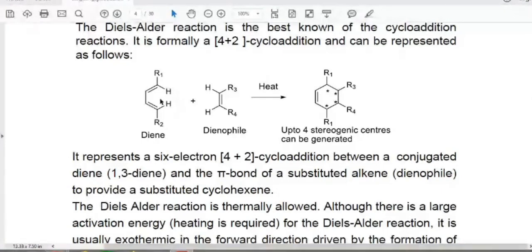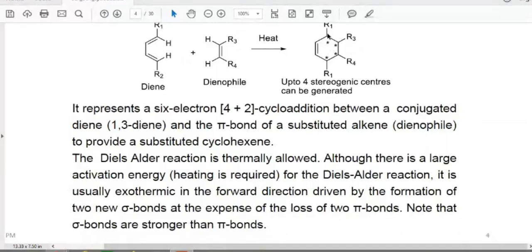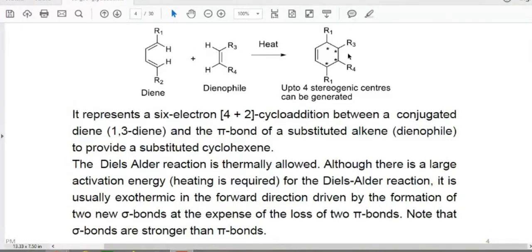This one, diene, has 4 pi electrons. Dienophile has 2 pi electrons. So 6 pi electrons are involved. So that is why the name of the reaction is also known as 4+2 cycloaddition. And the substituted alkene is the dienophile here. Here the substituted cycloalkene, now this product is called cycloalkene, has been substituted with different alkyl groups. Maybe R1 and here also R1 positions are substituted with the same alkyl groups.